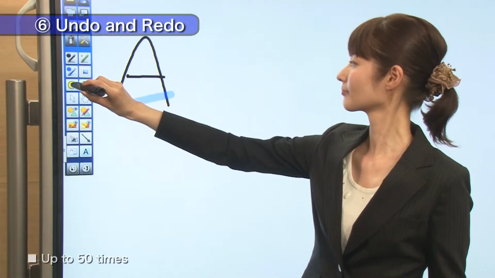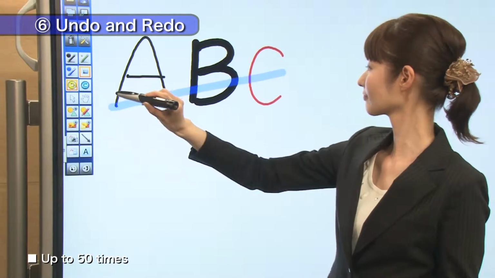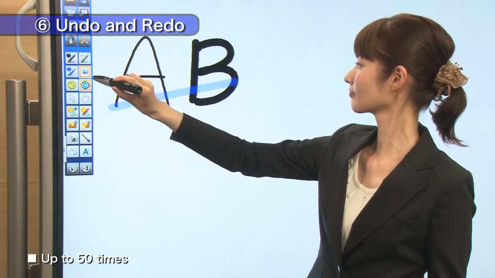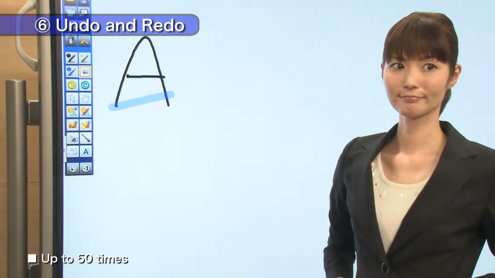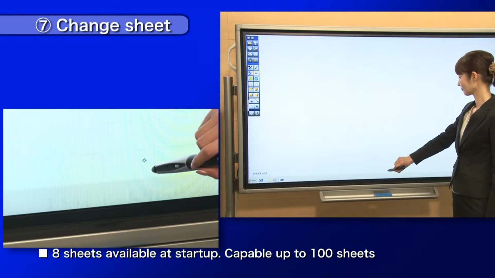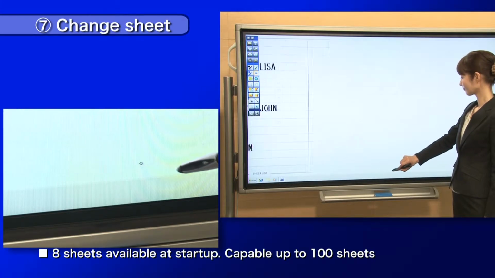Use this icon to undo and redo. You can redo the operation you canceled just before. Touch this icon to change the current working sheet.